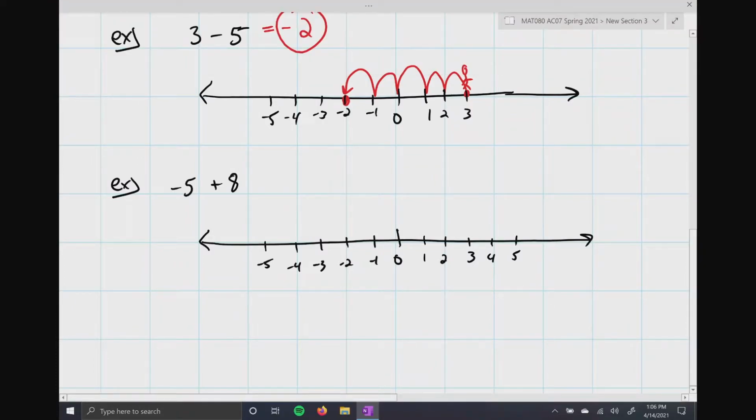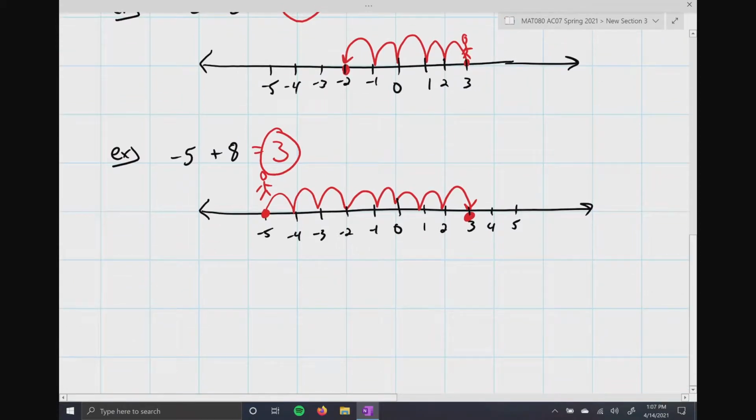In this example, I'm going to go left to right. So I start at -5. The plus sign tells me I'm going to move to the right 8 total units. So 1, 2, 3, 4, 5, 6, 7, 8. And I stop at +3. Are there any questions with that? That's pretty easy. Later on, we're going to actually develop a rule for this.